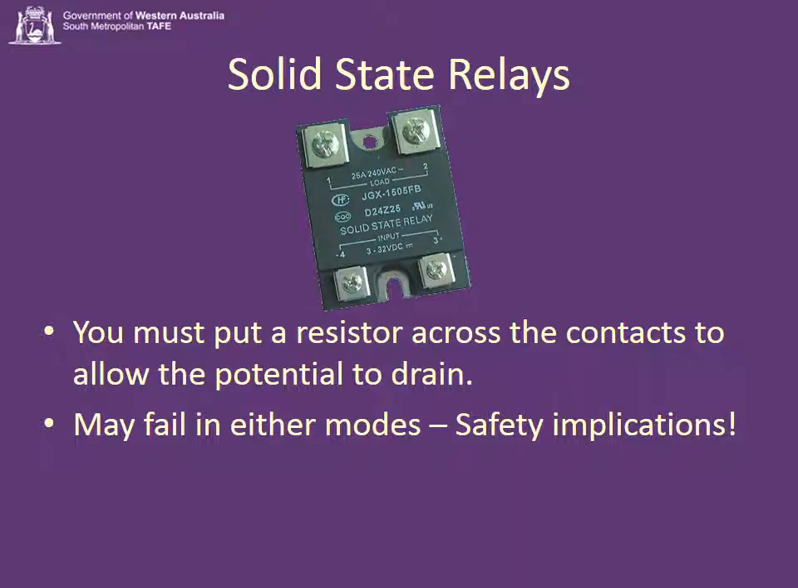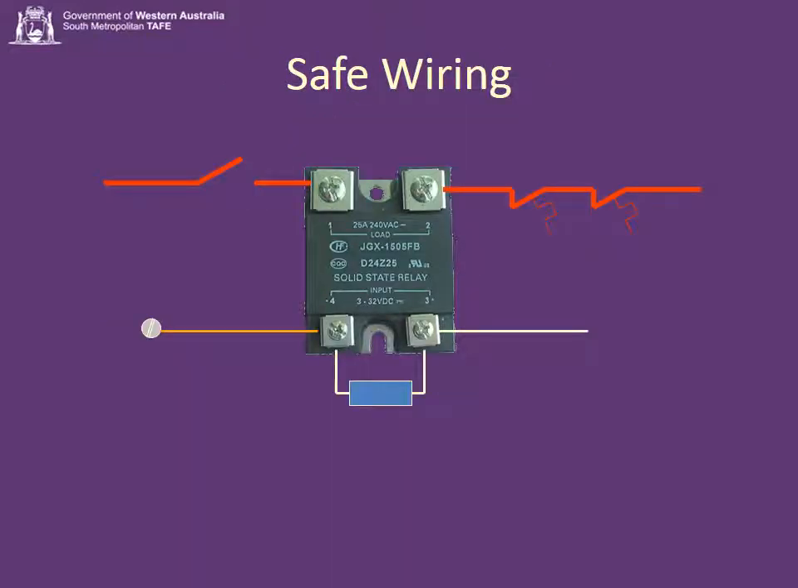So for safety reasons, we have to wire them up like this. You have an isolator on the load circuit, and then you have two thermal overloads. These are fire thermal overloads, so that in the event of a fire, the power is cut off. We've also got a resistor in there to allow the potential to drop away so that it will drain, because remember, it's a high impedance device.